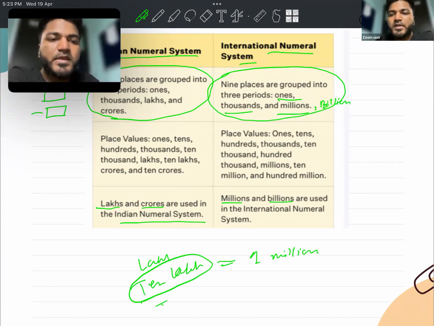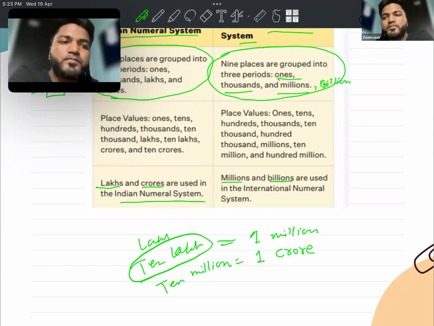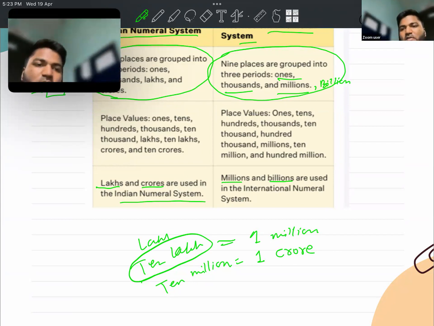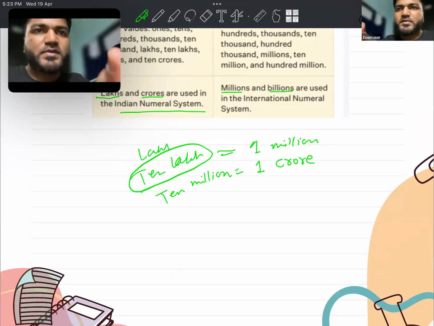Then 10 million is equal to how much? 1 lakh? No. 10 million is equal to 1 crore. But how is that? It will be 10 lakh only, right? No, look, you see. Let's write the number. Let me just write it down. Just a minute.